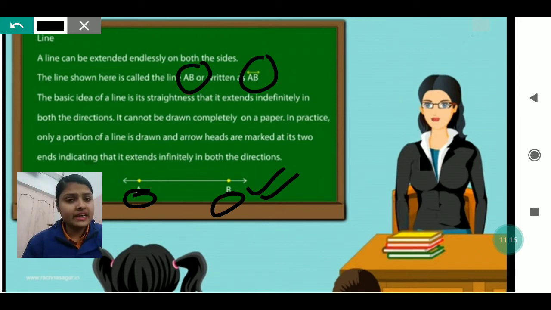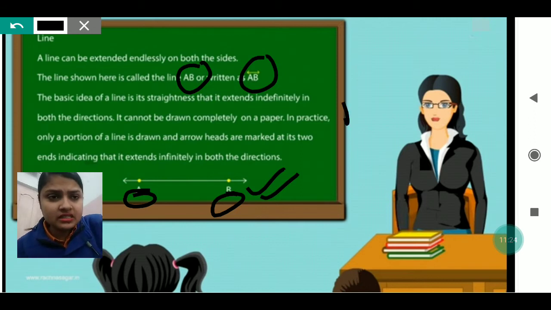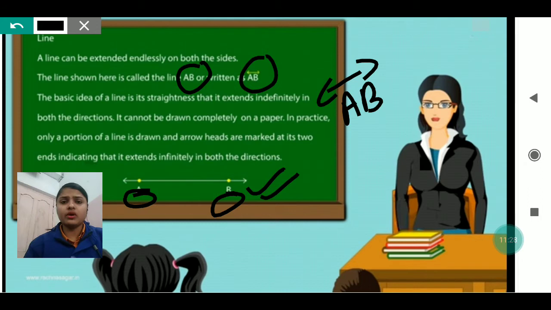That dot indicates that a line is drawn from A to B, so that can be indicated as A and B, and upside the symbol is given. This symbol is used to indicate that it doesn't have any end point or any starting point. It can be extended infinitely.